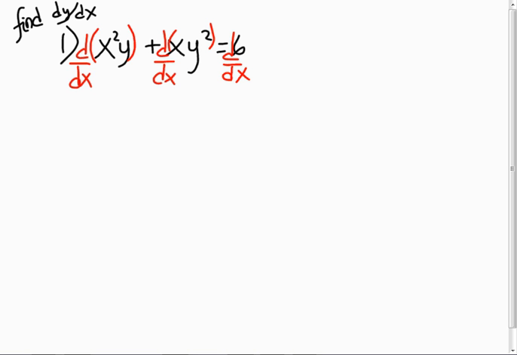X squared. You have to use product rule. So it's x squared times the derivative of y with respect to x plus y times the derivative of x squared with respect to x. You're going to get two terms from this and two terms from that one. So it's four things across there. You have to use the product rule. So it's x squared times the derivative of this one, which is dy dx.